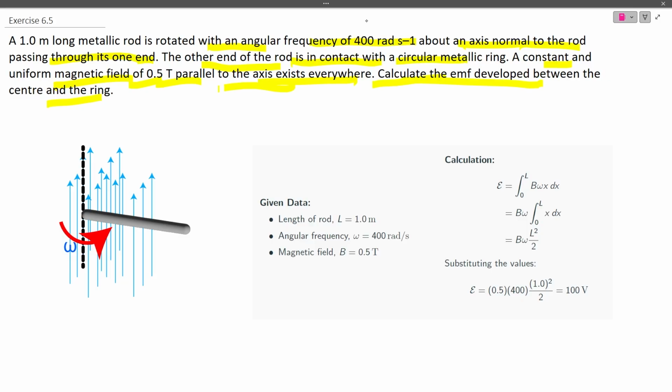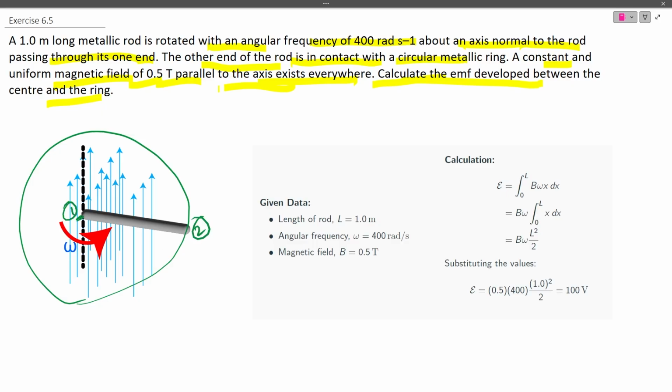Now there is a rod which is rotating about one of its ends, and the other end is in contact with the ring, which has not been drawn in the picture. So we have to calculate the EMF generated between this point and this point, 1 and 2.